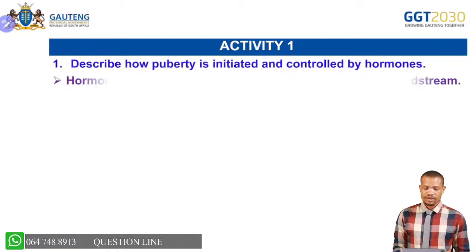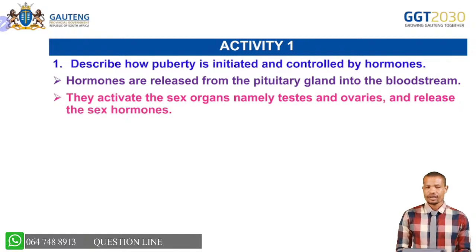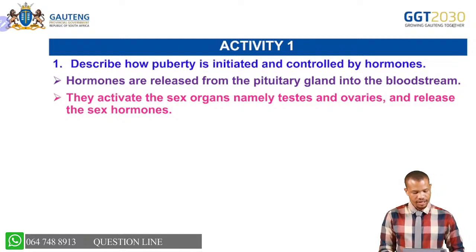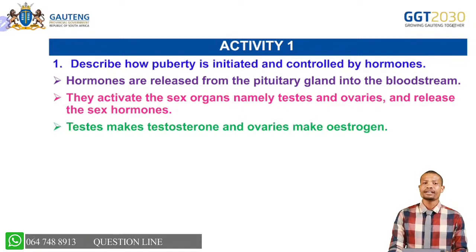So the first thing that happens is hormones are released from the pituitary gland into the bloodstream. Then those hormones activate or trigger the sex organs, namely the testes and the ovaries. The testes are found in a male and the ovaries are found in a female. So they trigger these organs to release sex hormones. Then after that, the testes will produce testosterone and the ovaries will produce what? Estrogen.